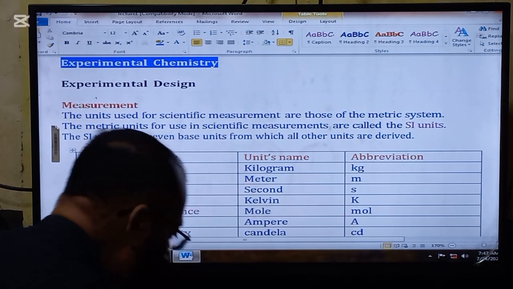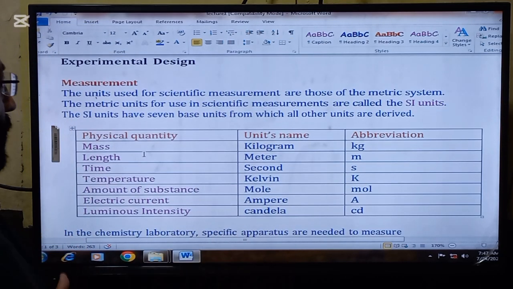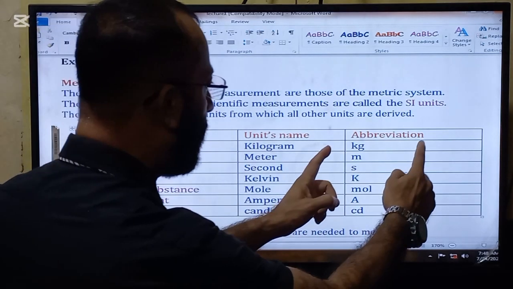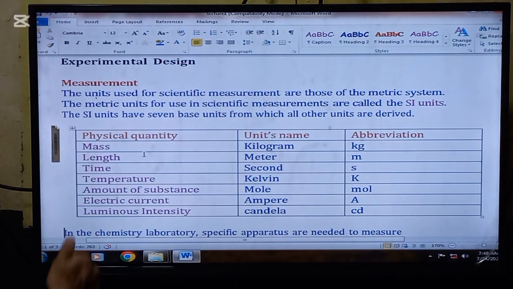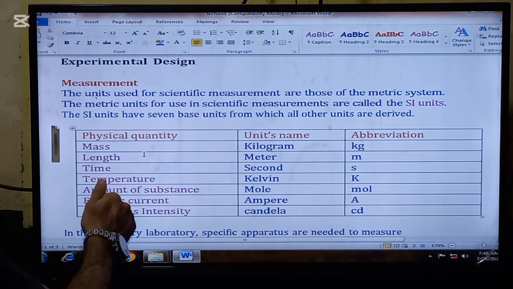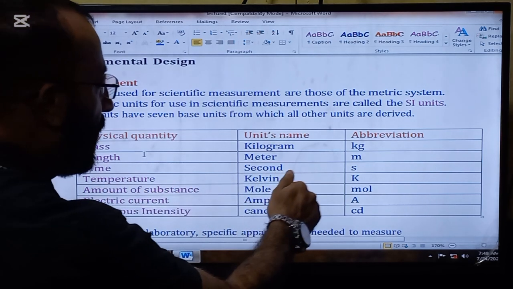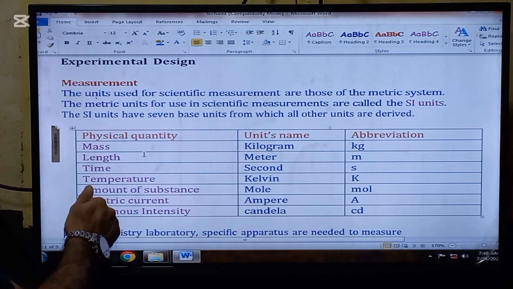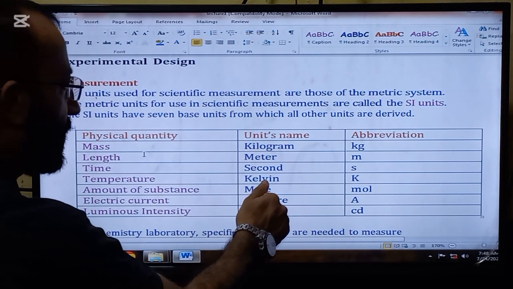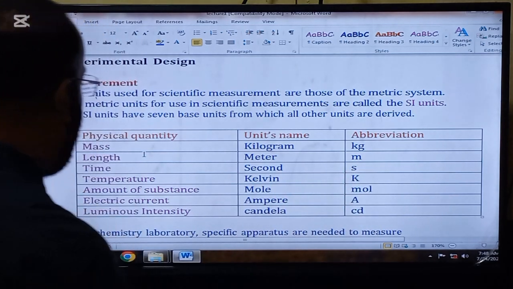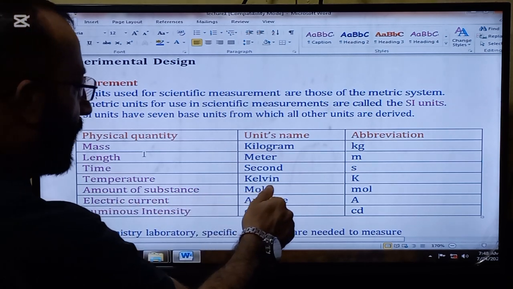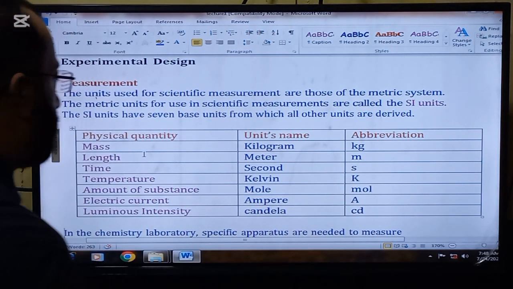This is a question which frequently comes in the paper: write the 7 base units. Here is the physical quantity, here is the unit's name, and here is the abbreviation. The first physical quantity is mass, the unit's name is kilogram, abbreviated kg. The second is length, the unit is meter, abbreviated small m. The next is time. The unit's name is second, abbreviated s.